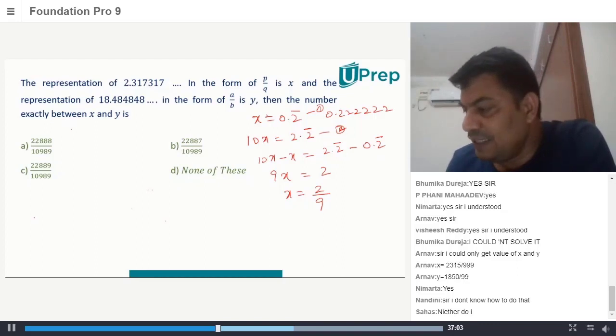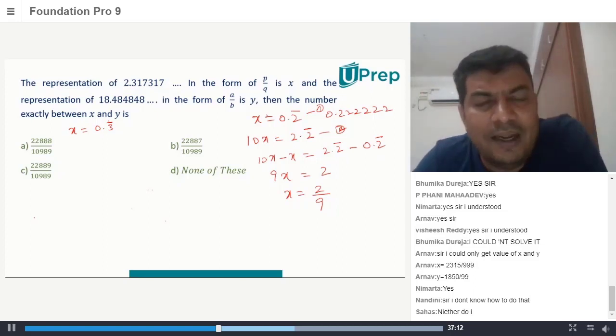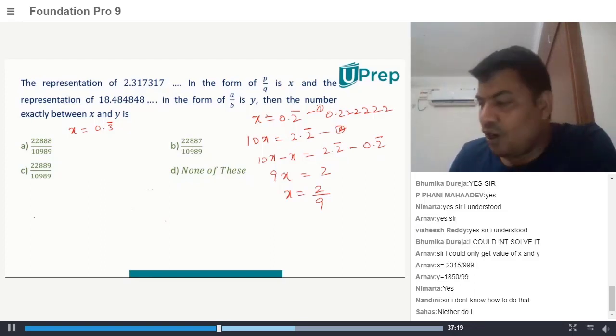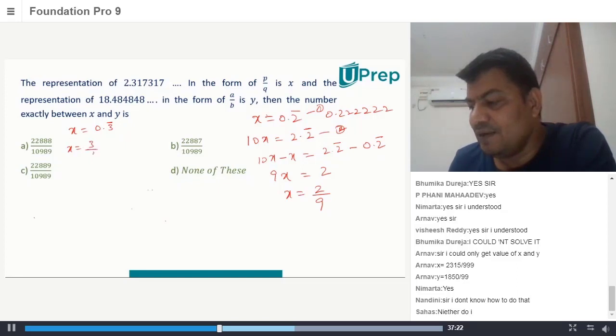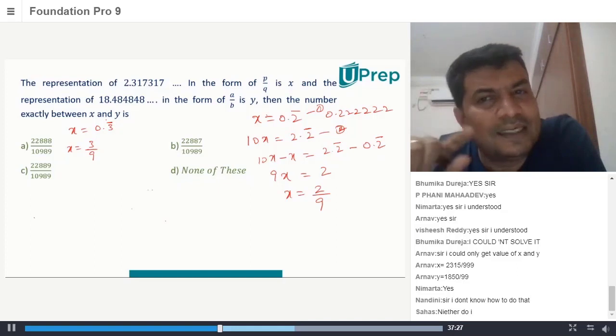This is x is equal to 2 by 9. So if we have x is equal to, say, 0.3 bar, we need not worry from now on. You can do this whole exercise or simply write x as 3 by 9. Generally, after the point, if there is only one number, we divide that by 9. That's it, 3 by 9.